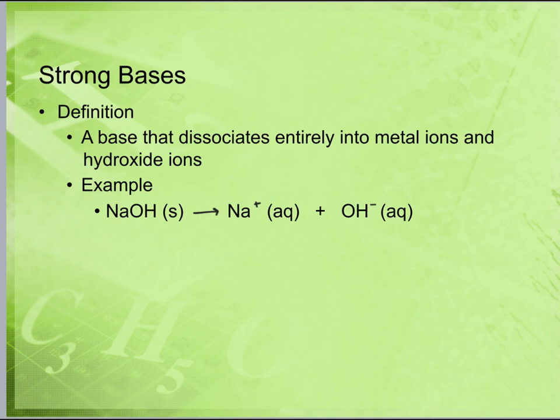Okay, so a strong base is a base that dissociates entirely into metal ions and hydroxide ions. That means it 100% dissociates and the arrow only points in the forward direction. An example here of a strong base, NaOH, sodium hydroxide, is 100% going to dissociate into sodium ions and hydroxide ions in water. It will look just like that.